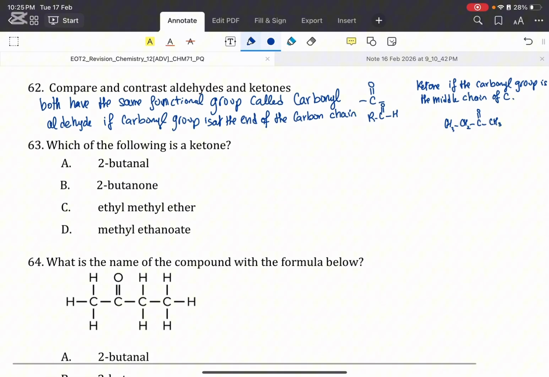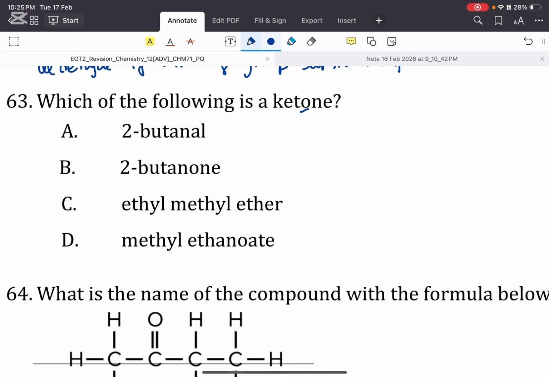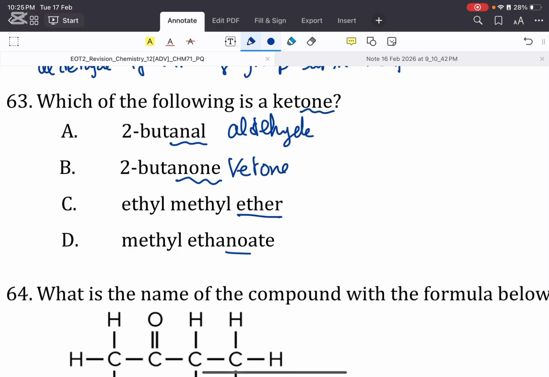Let's continue. Which of the following is a ketone? If I have a ketone, it would end with -one. If I have an aldehyde, it would end with -al. So this is butanal, that's an aldehyde, and that is a ketone. That's the name of ether, and this is how we name ester, which is not included.